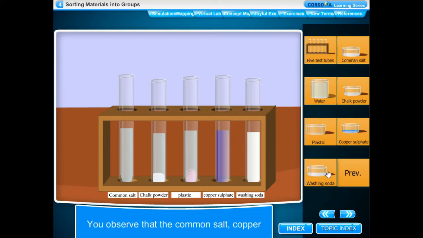Observation. You observe that the common salt, copper sulfate crystals and washing soda dissolve in water, whereas chalk powder and plastic do not dissolve in water.